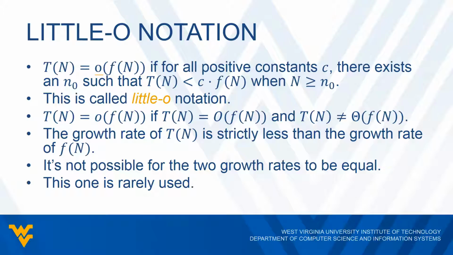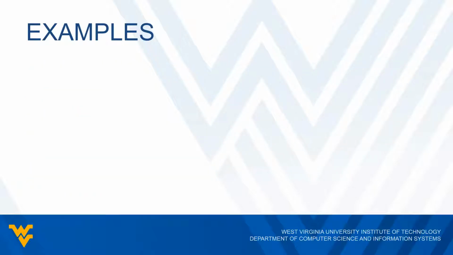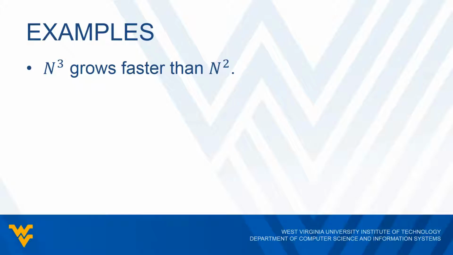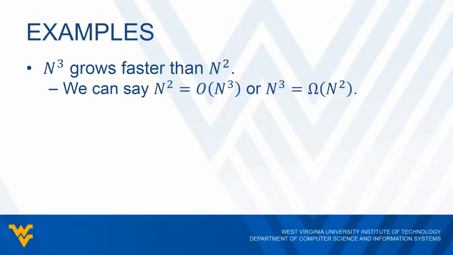There are some circumstances where we would see little o notation, but most of the time we're going to see big O notation instead of little o notation. Let's take a look at a couple of quick examples. So here we're going to compare n cubed and n squared. Obviously, n cubed is going to grow faster than n squared as we increase the value of n. So we can say that n squared is O of n cubed. We could also say that n cubed is omega of n squared.